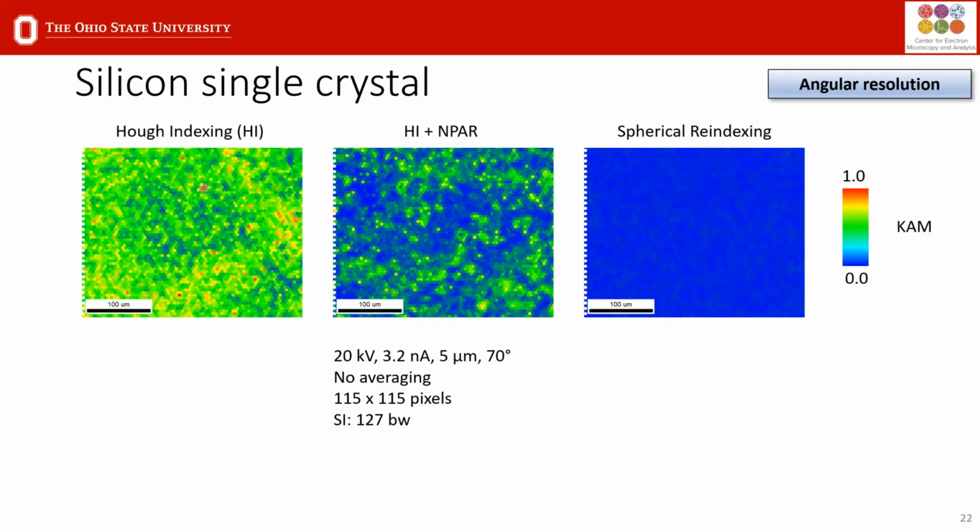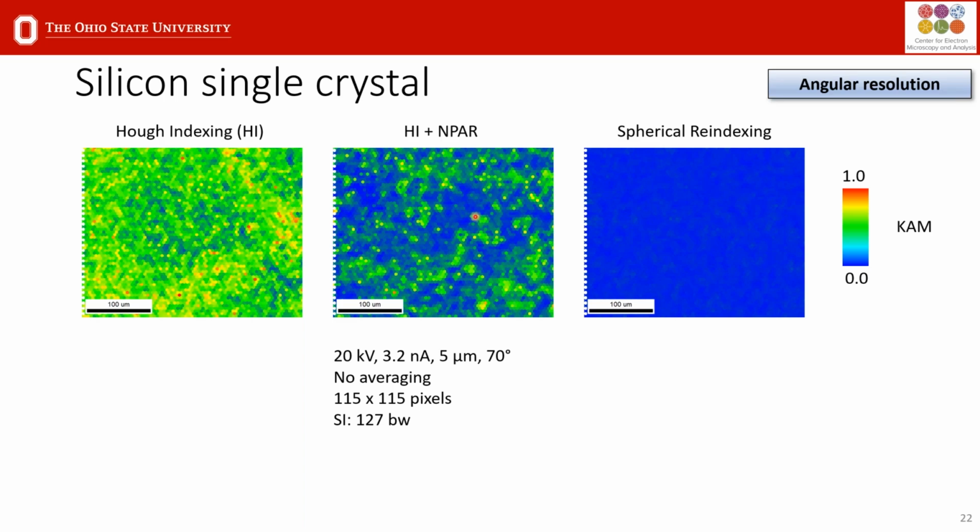Just straight out of the microscope with Hough indexing, if we do the kernel average misorientation, which is scaled from 0 to 1 degree, we can see that we get an angular precision of around 0.5. Then if you were to average these patterns, you can see that the angular precision improves quite a bit, but you have to be a little bit careful when you do the averaging of the patterns, because you're taking into account neighboring patterns' information.